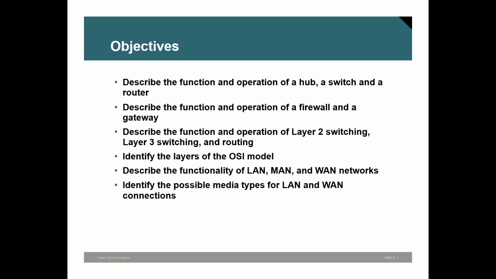And fourth is all about identifying the layers of the OSI model and what sort of layers, like it may be the physical layer or data link layer or transport layer or any sort of layer. Everything will be discussed too. Then we'll have a discussion on describing the functionality of LAN, MAN, WAN networks, and identifying the possible media types of LAN and WAN connections. So these were the objectives or the learning outcomes which we will be getting once the session is completed.